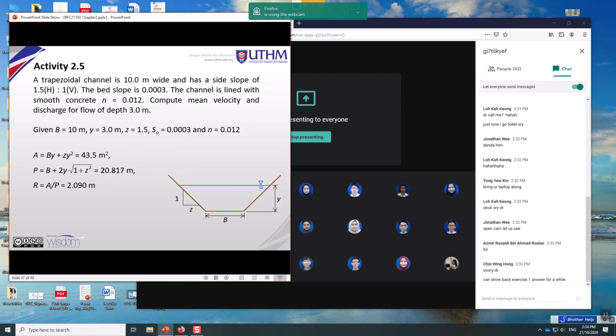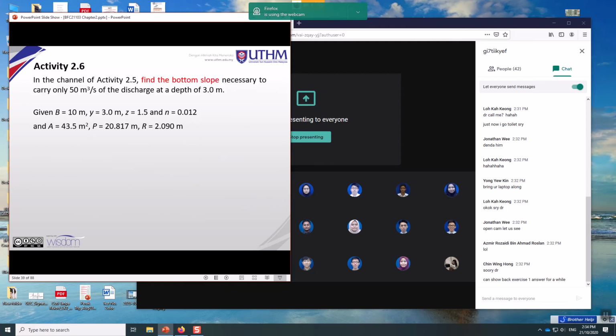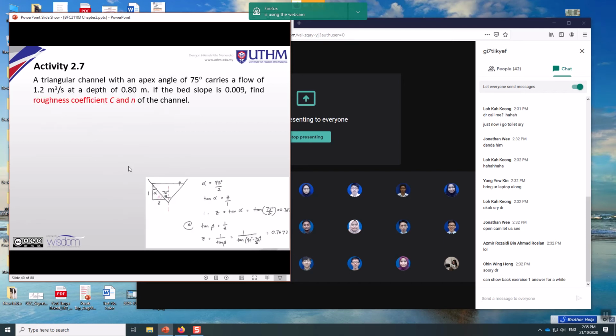If you notice so far, all the questions ask quite directly, where it asks you to find either the velocity of the flow or the rate of the flow, which is the discharge. Activity 2.6 asks you to find S naught, which is the longitudinal or bottom slope of the channel, given the discharge. The discharge is already given in the question. You just have to rearrange your equation basically.